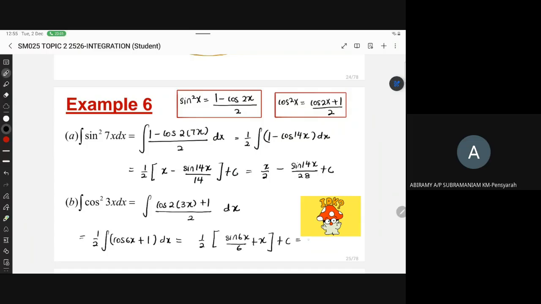Okay, so when you simplify this, you will be getting sine 6x divided by 12 plus x over 2 plus c. Okay, so I hope that clears up how to integrate sine square and cos square.